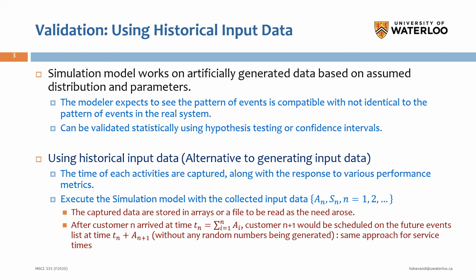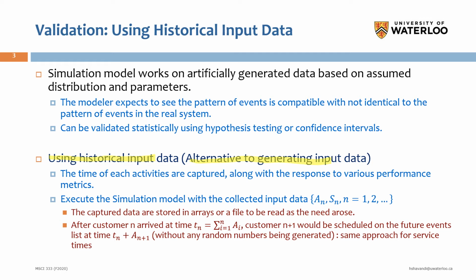So here we have another approach, which is called using historical input data. It's an alternative to generating input data. This means that we block that part in the simulation model that generates random numbers and random variates, and we feed the actual data, I mean for interval time and for service times. So we have historical data from our real system, and we feed the exact values for interval time and for service time. And then we'll see what the output of this simulation model is.